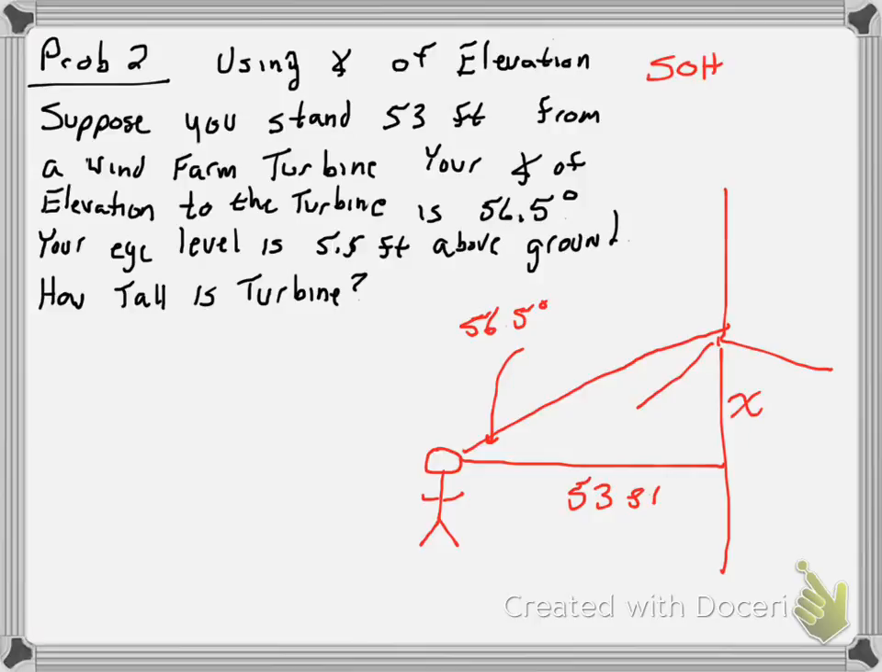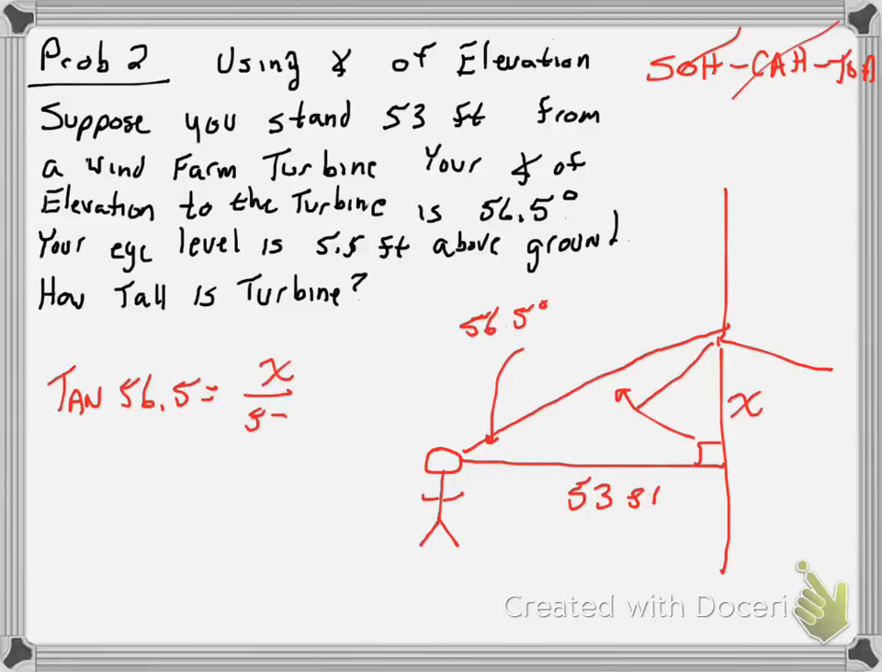So, SOH CAH TOA. What do I have? Identify your hypotenuse, which is over here. They don't have that, so I can cancel sine and cosine. I know I'm dealing with tangent because I don't have a hypotenuse. So the tangent of 56.5 degrees equals opposite, which is x, over adjacent, which is 53.